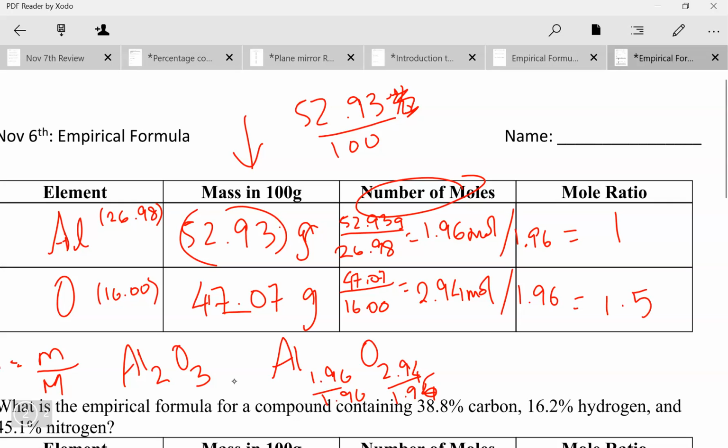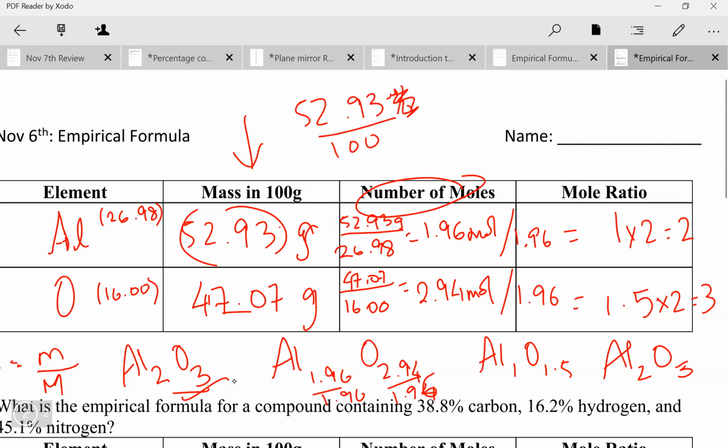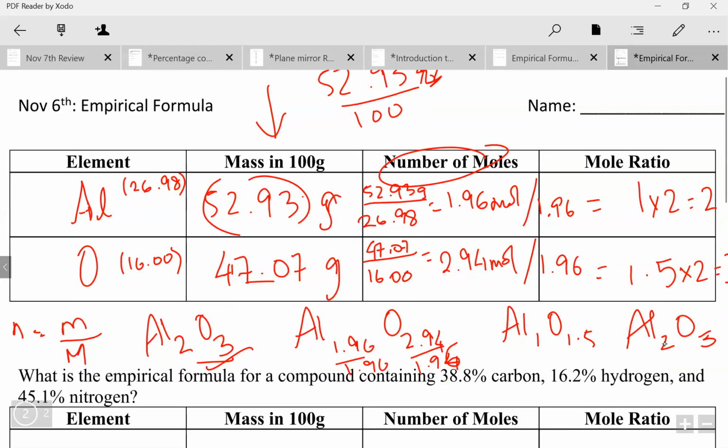But this still doesn't look right because now we have Al1 O1.5. To get rid of the 1.5, we're going to multiply this by 2, because if we multiply 0.5 by 2, we get a whole number. And this does correspond to what we would have got if we had rounded in the first place. So this is the correct answer. The formula is Al2O3.